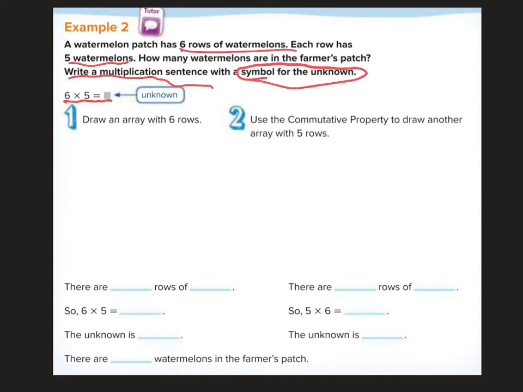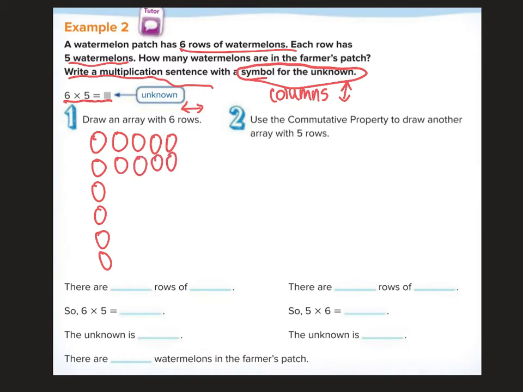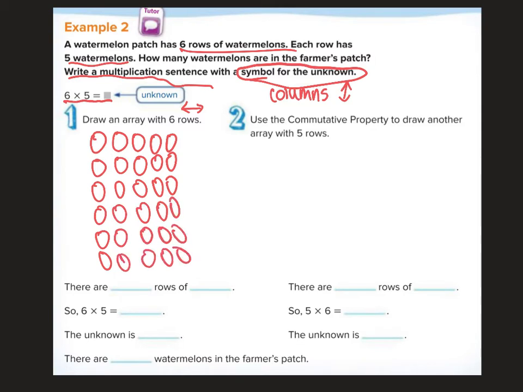So I have to draw an array with 6 rows. Remember, rows go side to side. Columns go up and down. So I need 6 rows: 1, 2, 3, 4, 5, 6 rows, and then I need 5 in each row. 1, 2, 3, 4, 5. 2, 3, 4, 5. 2, 3, 4, 5.